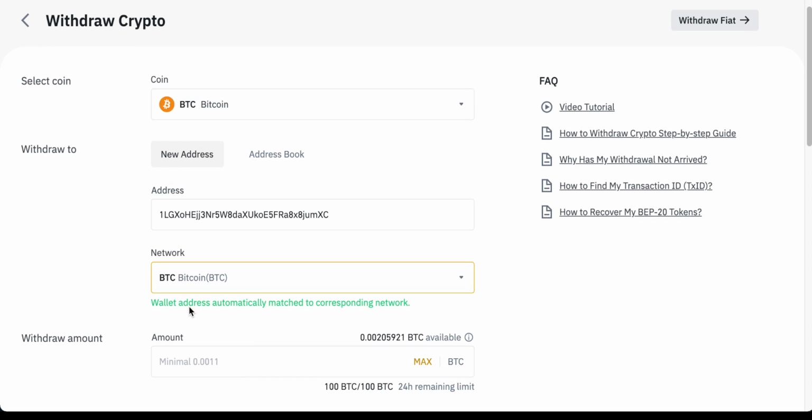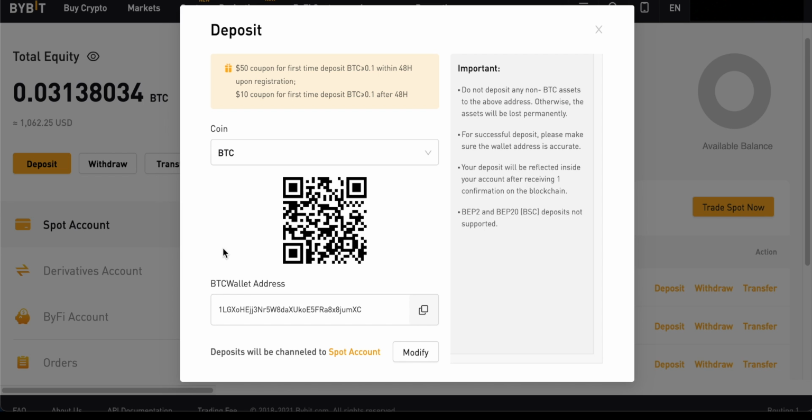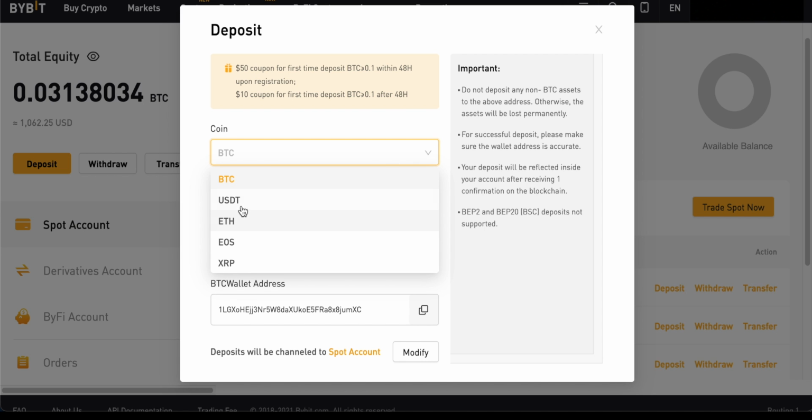So if you went through with this transaction, you'd be sending Bitcoin from one wallet, wherever that may be, to your Bybit address, and you will be using a blockchain, so you'll have to pay those blockchain fees. You can also do this for Ethereum, US dollar Tether, EOS and XRP. They are the supported cryptocurrencies on Bybit right now.